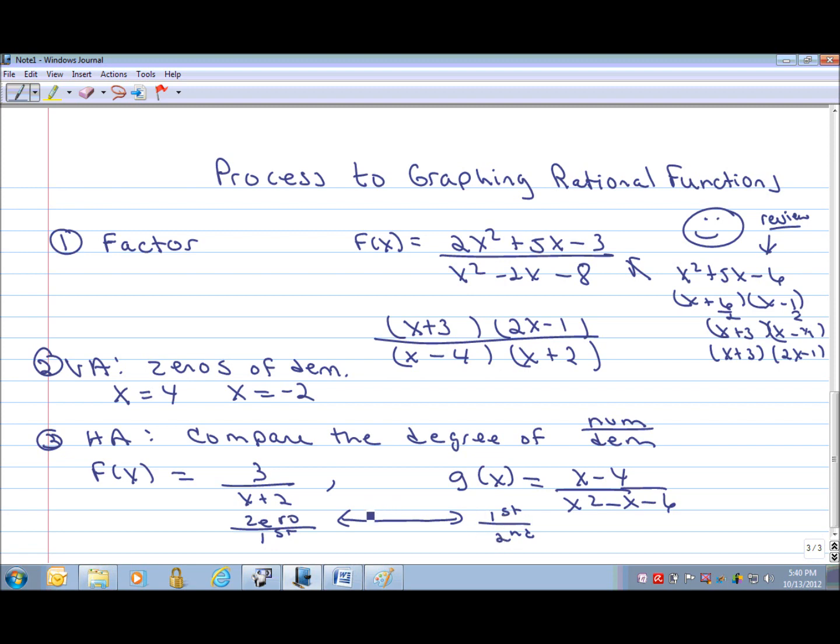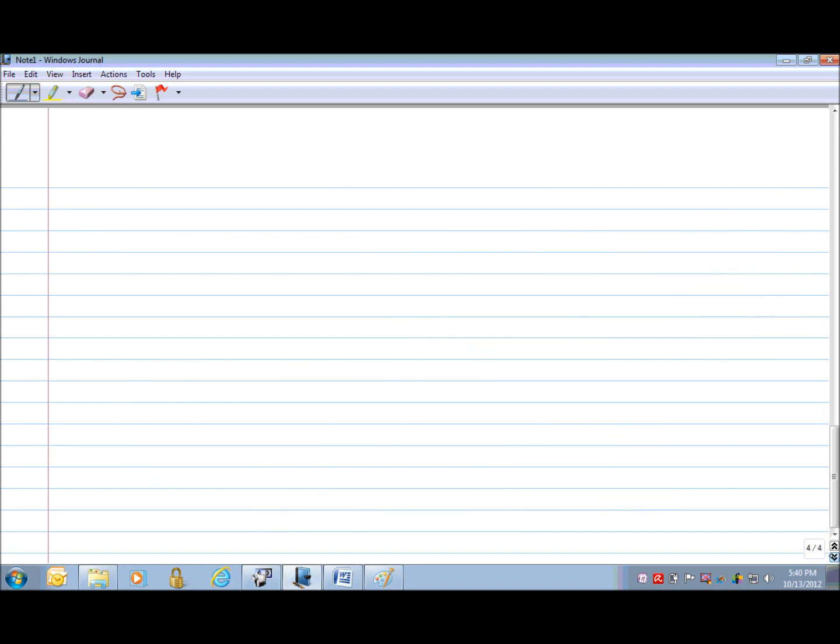If it's less on top, if the top, which is your numerator, is smaller, I always say, then your horizontal asymptote will be y equals 0 every time. So if the top is smaller, your horizontal asymptote will be y equals 0. Let's move on and see what happens when the top is not the smaller degree.